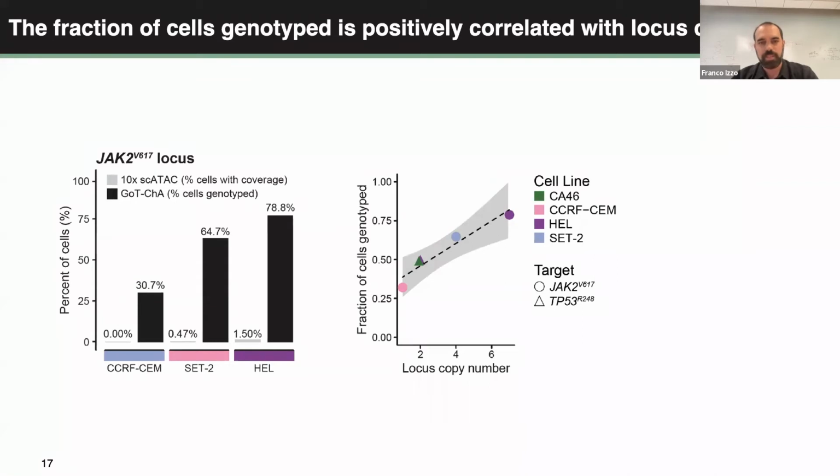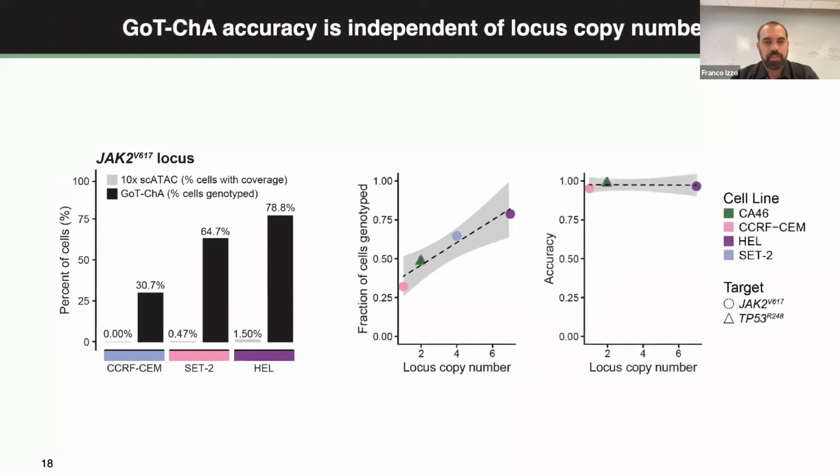And this makes sense because you have an increased amount of input material, and that increases your chances of actually capturing the locus during the in-drop PCR step. But the most important part is that even if the locus copy number affected the efficiency of the capture, it did not affect the accuracy of it. So GoTChA remained highly accurate regardless of the copy number of the targeted site.